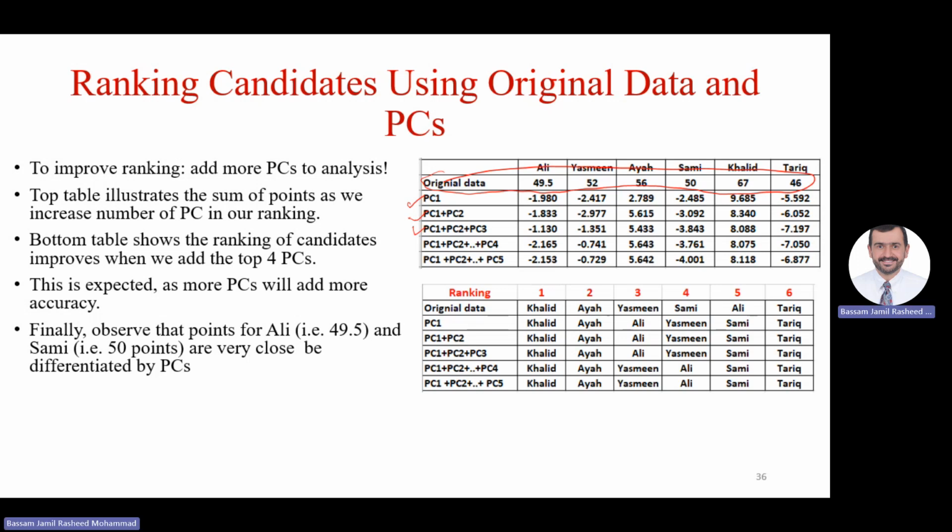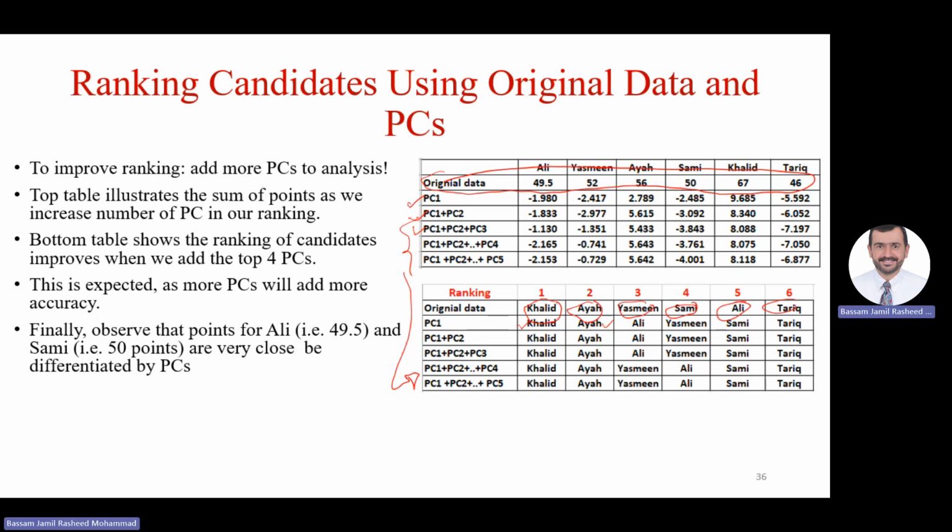Okay, and then here's what I did. I ranked these guys based on what I see here. Notice that the correct ranking is what? Khalid, then Aya, then Yasmin, then Sami, Ali, Tariq. That's what the original data says if I add the points. Now, if I add things in PC1, we know that we got Khalid correct, we got Aya correct, and then the third and fourth position, we got them wrong.